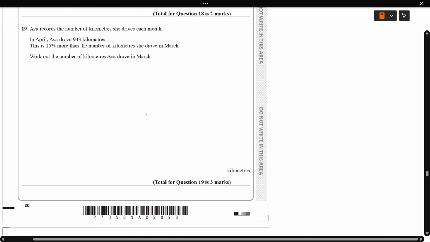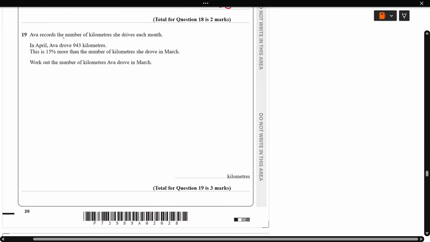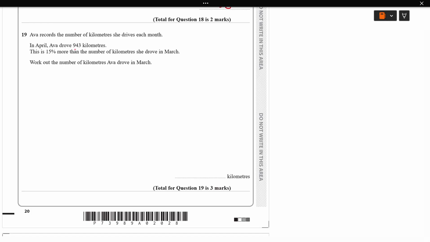Next, Eva records the number of kilometers she drives each month. In April Eva drove 943 kilometers. This is 15% more than the number of kilometers she drove in March. So how many kilometers did she drive in March? I'll take March as x.